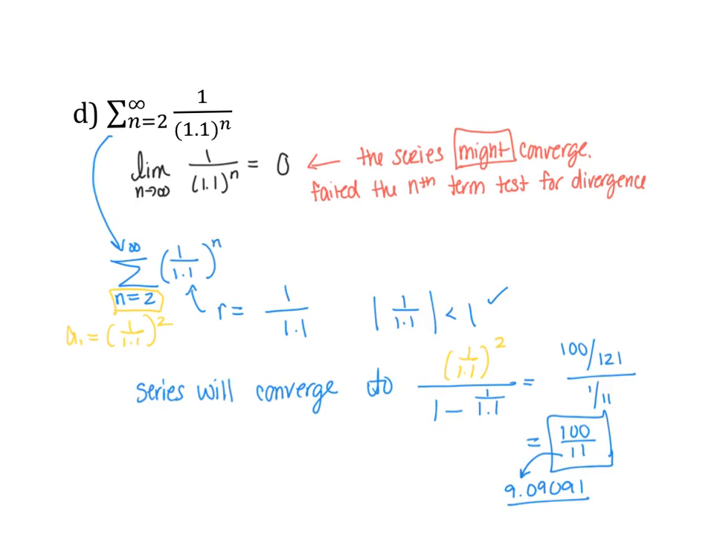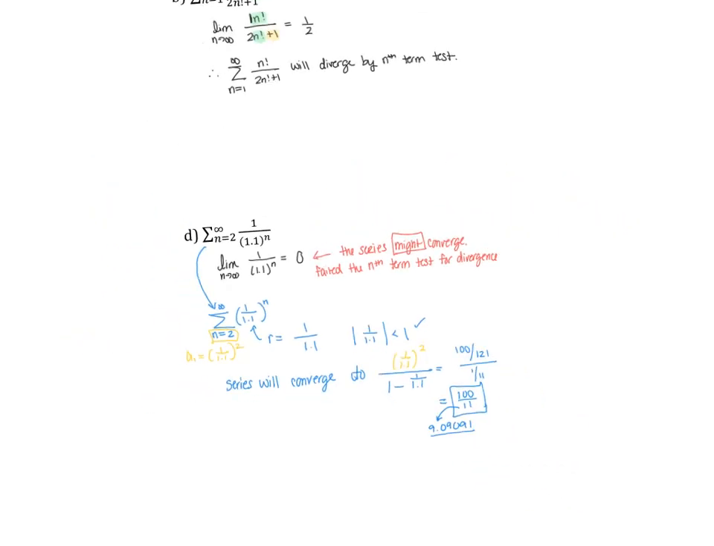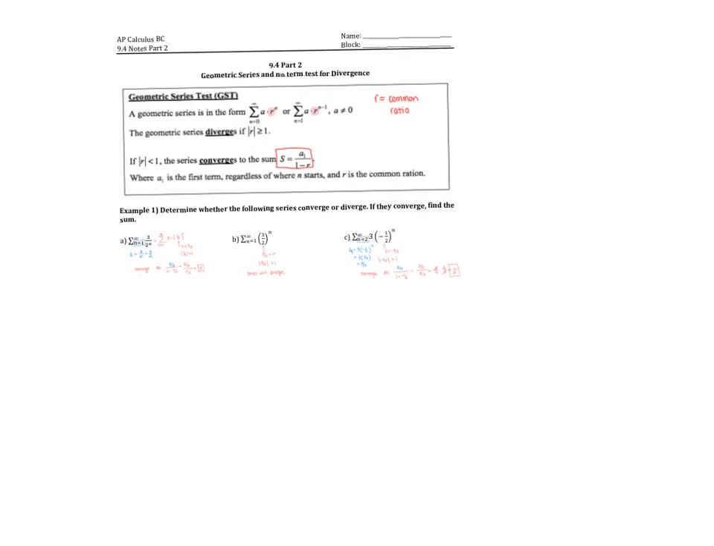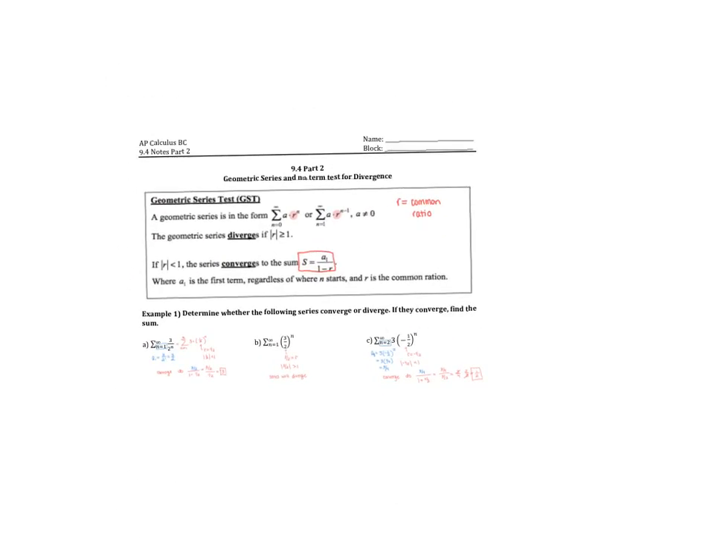Okay, so to recap, what we learned today were 2 tests. The second one was the nth term test for divergence. Remember, divergence only. And before that, we reviewed the geometric series test.